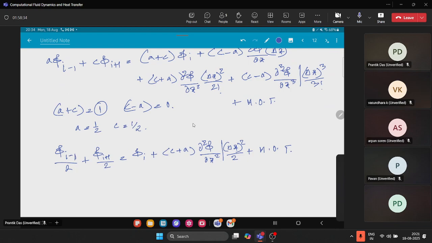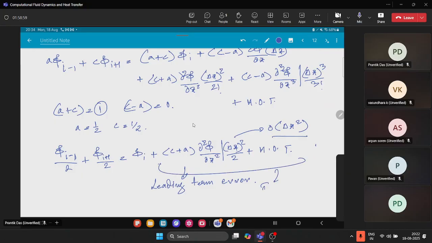So is it clear to all of you how I am calling this a central difference? This is of the order of delta x square, by the way. Okay. So is it clear to all of you? This one is the leading order error. And all the remaining terms are basically your truncation. Is it clear to all of you? Yes, sir.